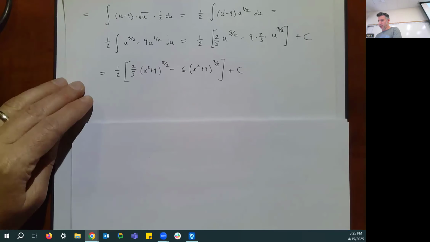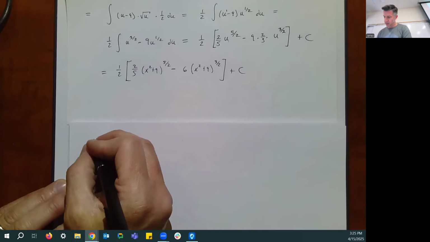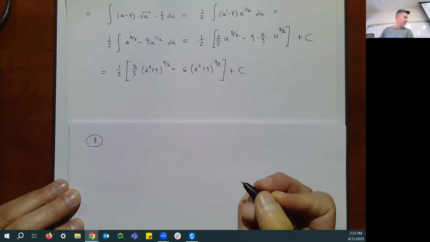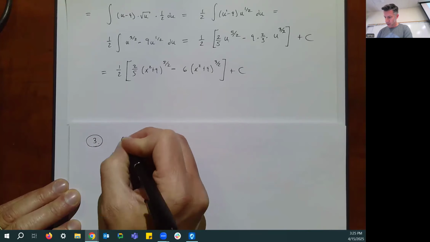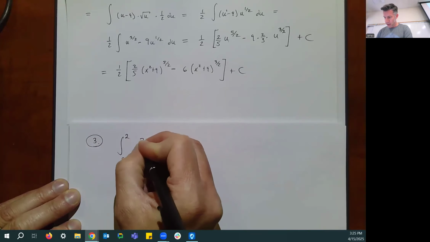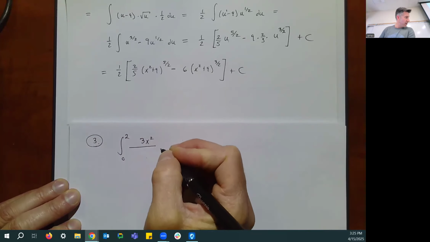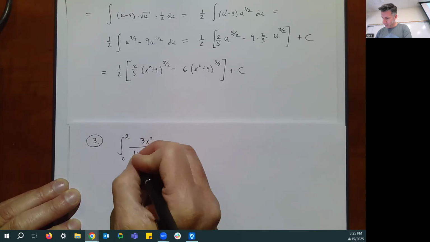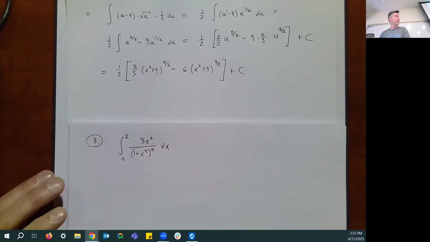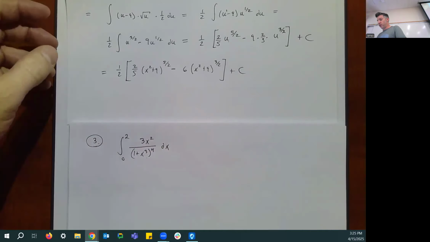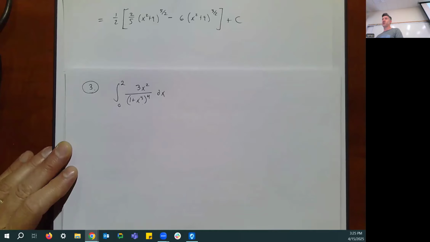Cool. So let's look at something relatively straightforward for our next example. After we do a couple of these, we can talk about the practice exams or other exam things. So let's say we want to find the integral from 0 to 2 of, we'll make it easy, 3x squared divided by 1 plus x cubed to the fourth power dx. Here I would argue there is a very obvious choice for u.